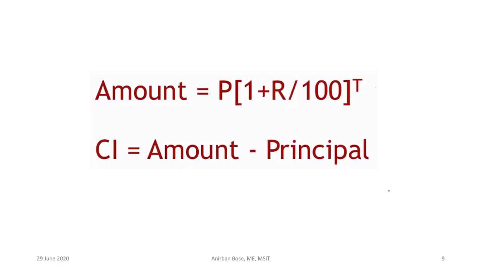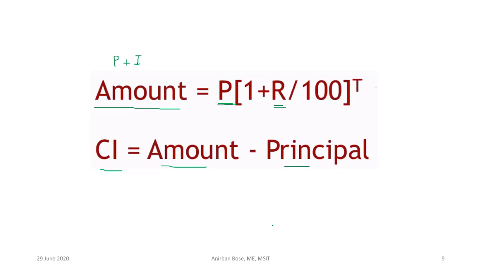Now coming to the formula of compound interest. Already you know that amount is principal plus interest. So principal plus compound interest, this amount can be calculated as the principal into 1 plus r by 100, where r is the rate of interest, to the power of time. This is the formula of amount in case of compound interest. Since you know the principal, you can find the compound interest portion, which will be amount minus principal.